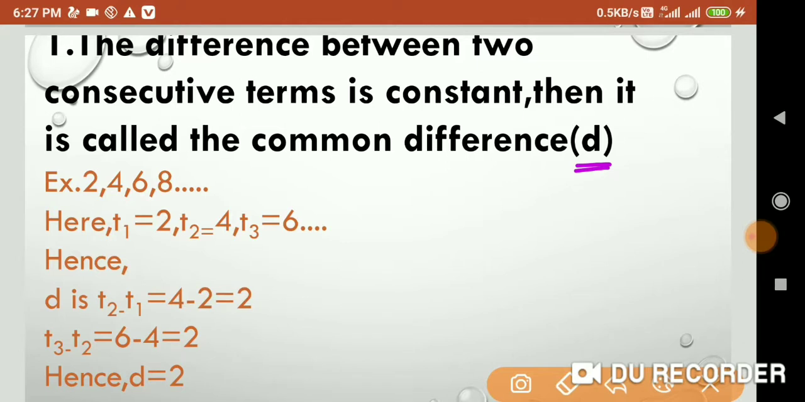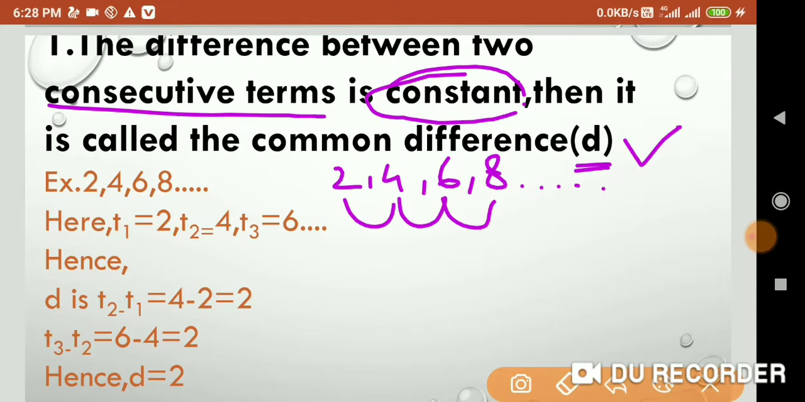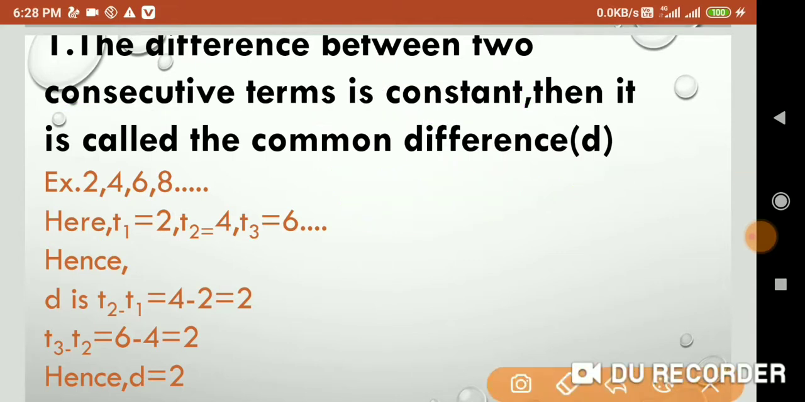Now see, here I can write a sequence 2, 4, 6, 8 and so on. See student, in the definition it is mentioned the difference between two consecutive terms. 2 and 4, these are consecutive terms. 4 and 6 are again consecutive terms. 6 and 8 are consecutive terms. If the difference between two consecutive terms is constant, then the difference is called the common difference d. Understand student? Now see the example.